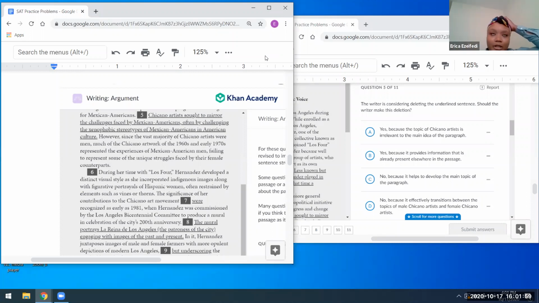Another general tip and trick is, when you're reading passages, whether it's in the reading portion or the writing and language portion, it's always helpful to try to keep the main idea in mind. Some of these passages are really boring, and it's like, why would you care about what they're talking about? And that's understandable. This one's kind of cool because it's talking about Mexican artists.